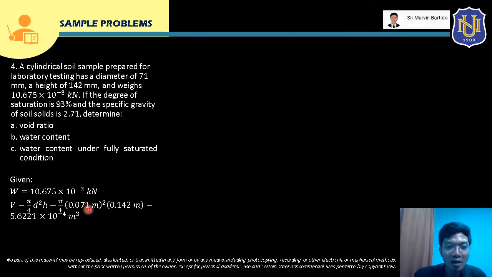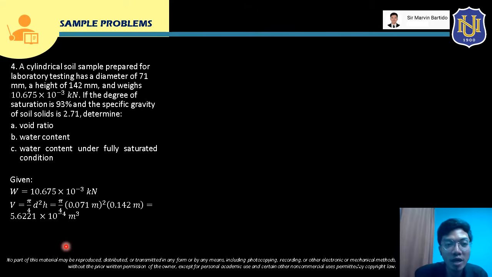Let's convert it to meter, so it will become 0.071 meter. Pi over 4 d squared, so it will be squared here, times h. Our h, class, is 142 millimeter, so we convert it into meter: this will become 0.142 meter. Solving this, class, the volume will be 5.6221 times 10 raised to negative 4 meter cube. Okay, so this will now be the volume.